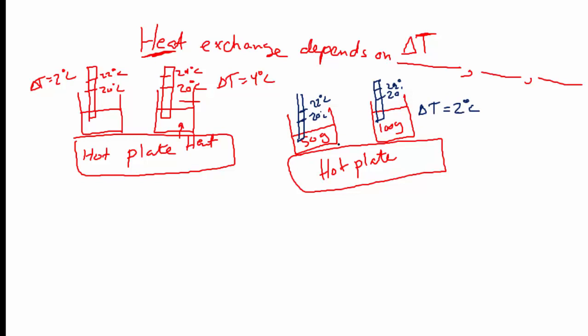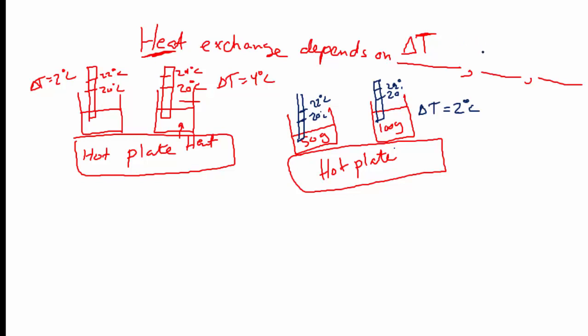In both cases, we want to increase the temperature by 2 degrees Celsius. But the mass is different. One of them is 100 grams, the other one is 50 grams. So which one will require more heat in order to cause the same change in temperature? And the answer is, and that's part of the experiment you'll do at home, you'll see that the 100 grams will require twice the heat, meaning you need to leave it on the hot plate twice the time compared to the 50 grams.